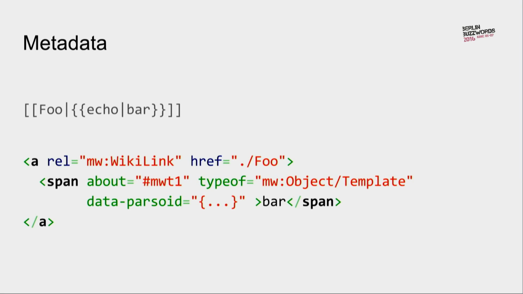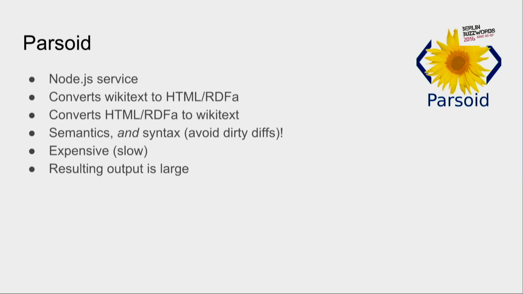So we do this conversion to HTML, this round-trippable HTML, with a stateless microservice called Parsoid, which is written in Node.js. It exists specifically for this service, to take a specific revision of Wikitext and create the HTML representation that can then be edited and converted back to Wikitext without introducing any non-normative changes.